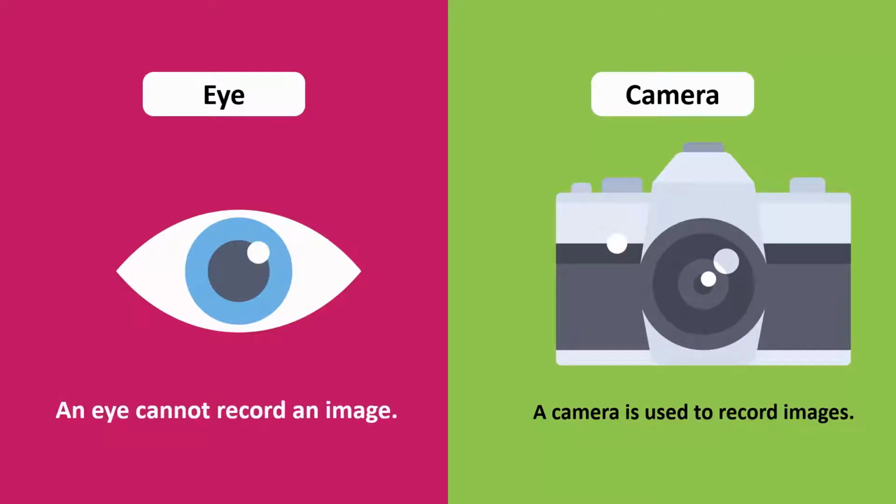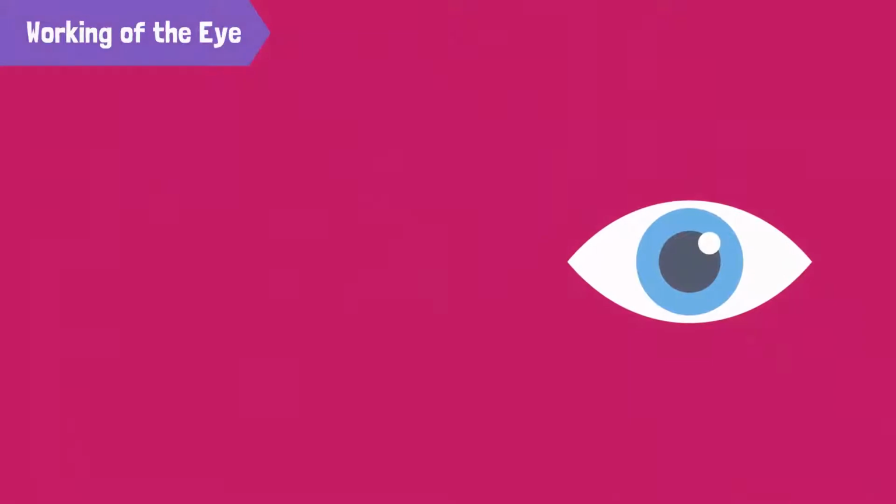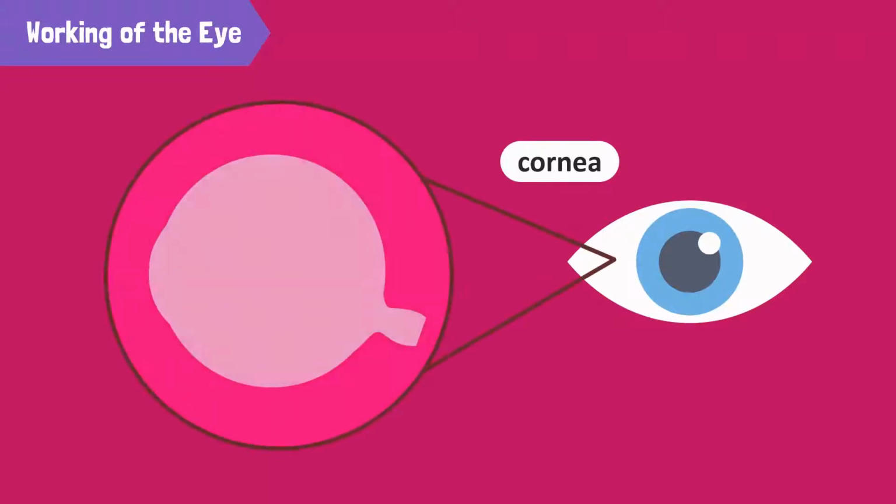So, an eye cannot record an image. Let me tell you how the eye works. The cornea is the cap of the eye. It's a transparent, hard skin in front of the eye.